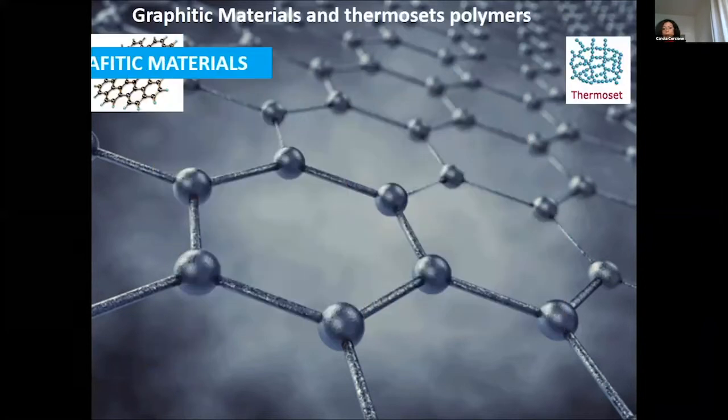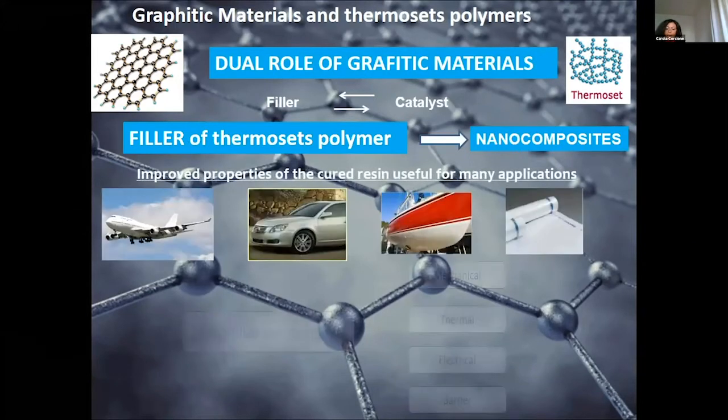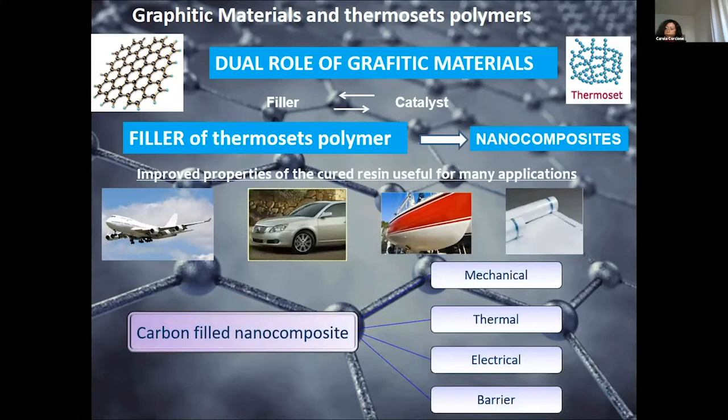So the first part of the work that I'm presenting today concerns the possibility to add graphitic-based fillers to thermosetting polymers, and in particular to epoxy resins. It is well known in the literature that graphitic materials could have a dual role in thermosetting materials, not only as fillers to increase the mechanical, thermal, electrical, or barrier properties of the materials, which are very important in a lot of fields of industrial applications, such as automotive or mechanical applications.